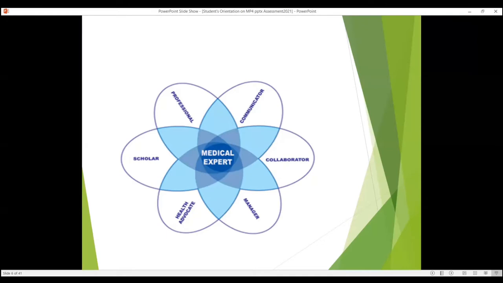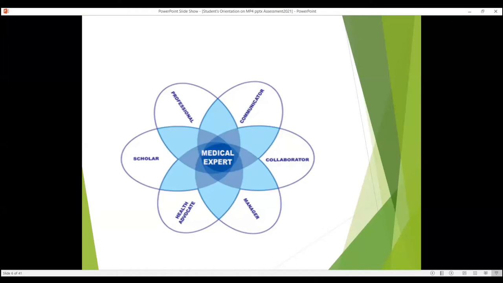So don't think that you can Google and get the information. Everybody can Google and get the information. But in order to gain these skills of communication, collaboration, management, professionalism, advocacy, you cannot Google and learn it. You have to involve yourself in the processes. And that's where the PBL is.